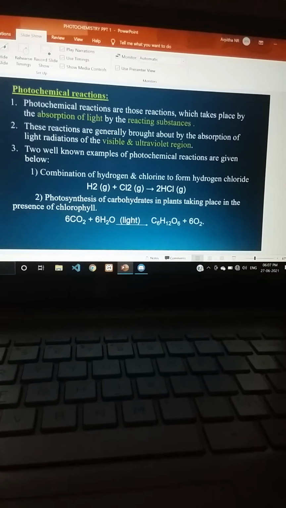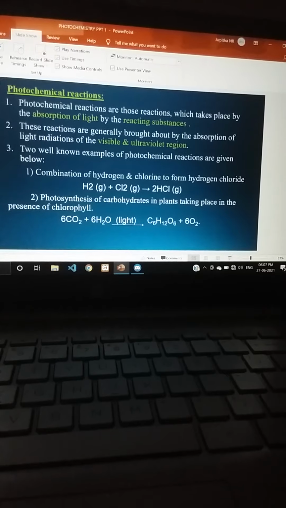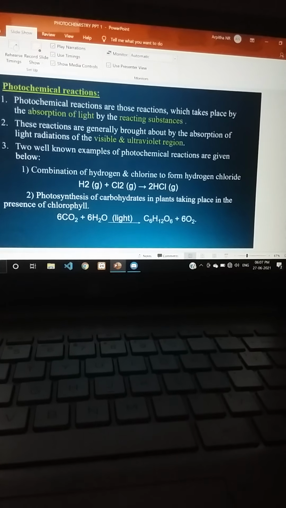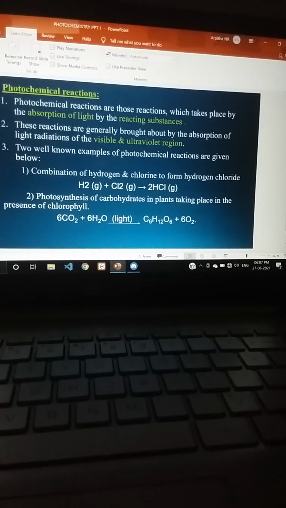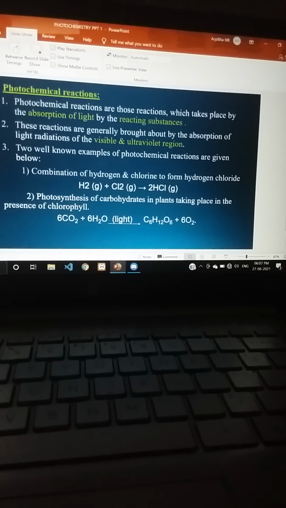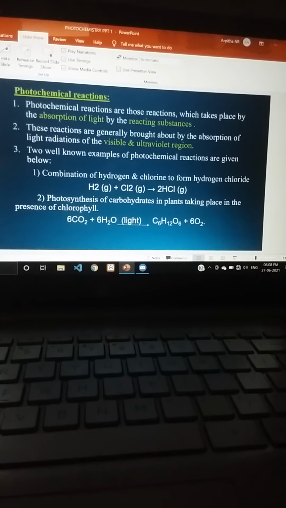Photosynthesis is the best example of a photochemical reaction, in which the leaves of green plants prepare glucose and oxygen from carbon dioxide and water in the presence of chlorophyll and sunlight. So this is an example of photochemical reactions.